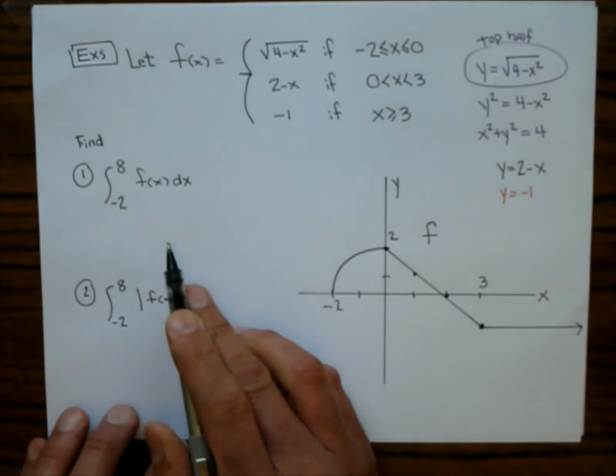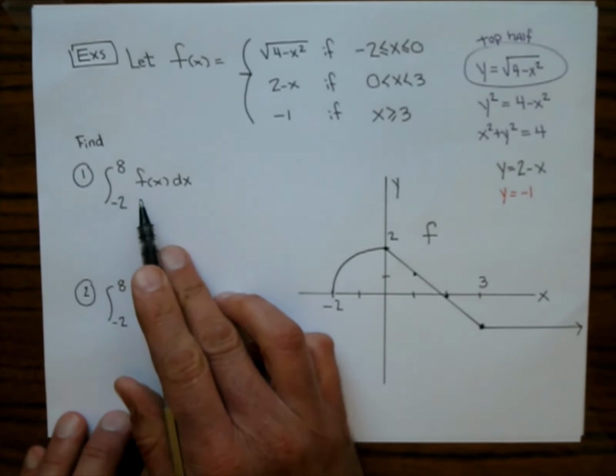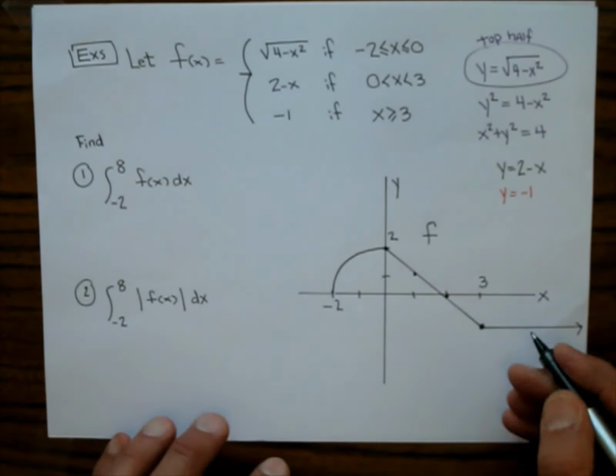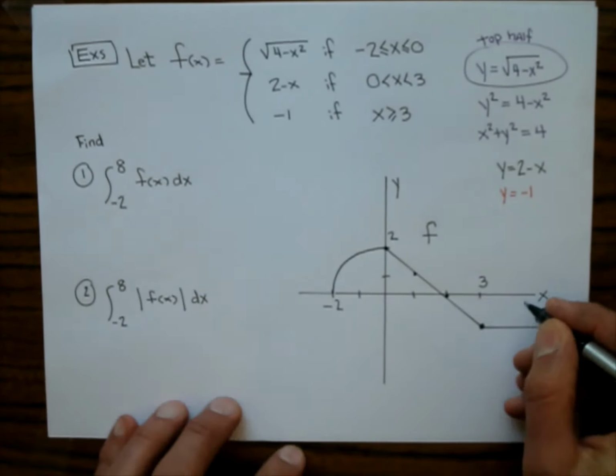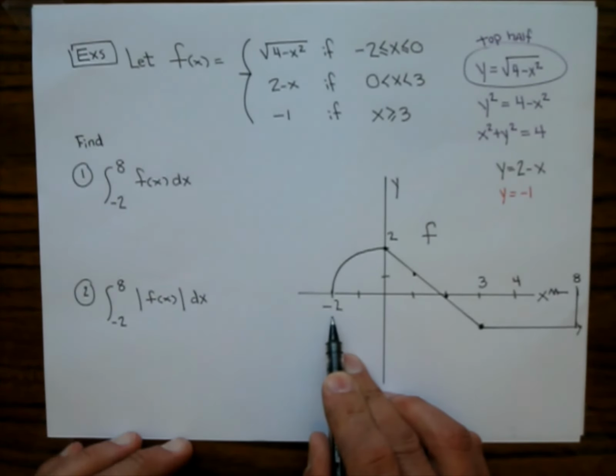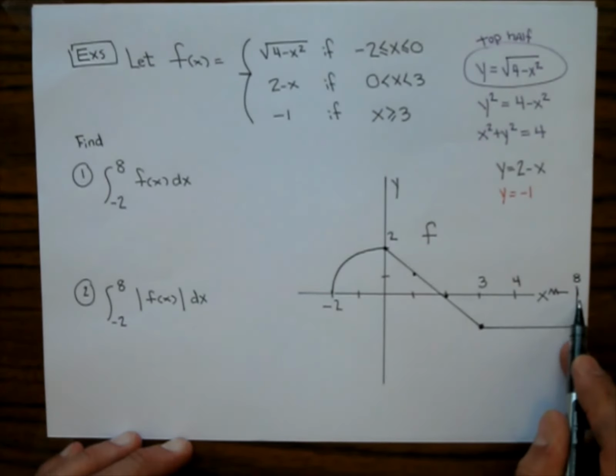And we are asked to find the definite integral from -2 to 8. And I don't even know if I can make 8. Let's see, 4, 5, 6, 7. I'm going to go like this and just put an 8 there because I was not planning correctly. And so this is what I'm trying to find here. So I'm trying to find the net area from -2 to 8.